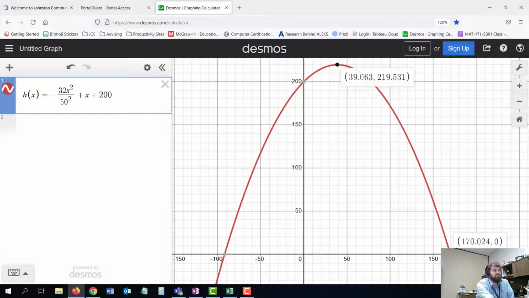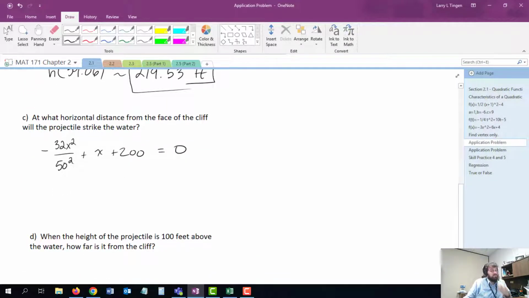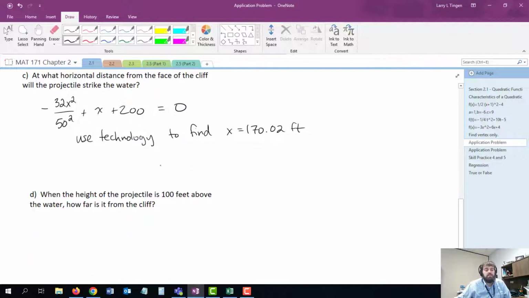Okay. Let's take a second look at this problem. Let's just see what we can do with it. If that goes into the quadratic equation, what happens? A is negative 32 over 50 squared, which is going to be squared in the denominator, which is going to be a big old mess. So what I would do is just do exactly like we did here, using technology or a graph, and find that x is 170.02 feet.